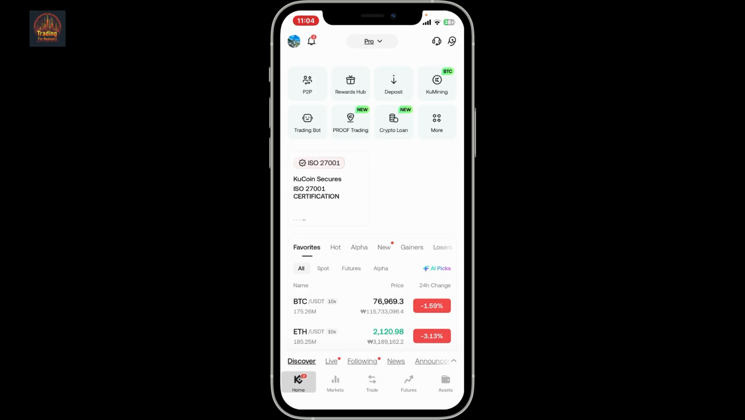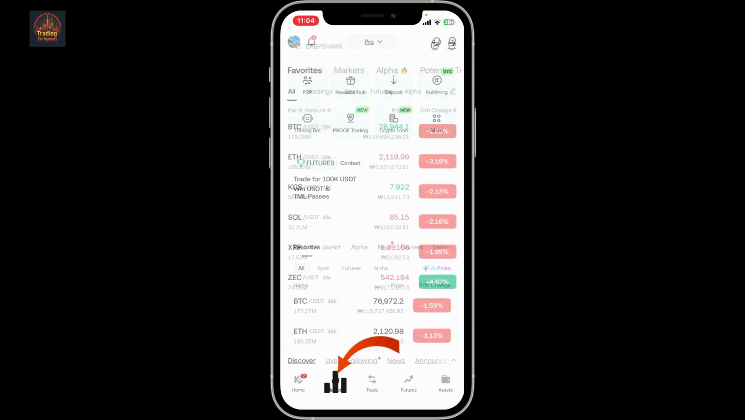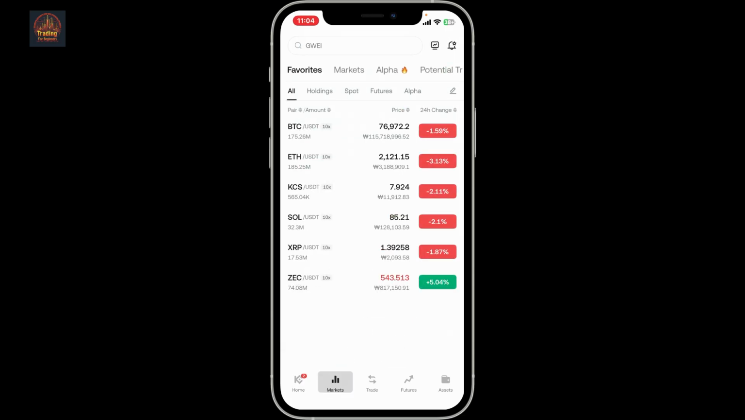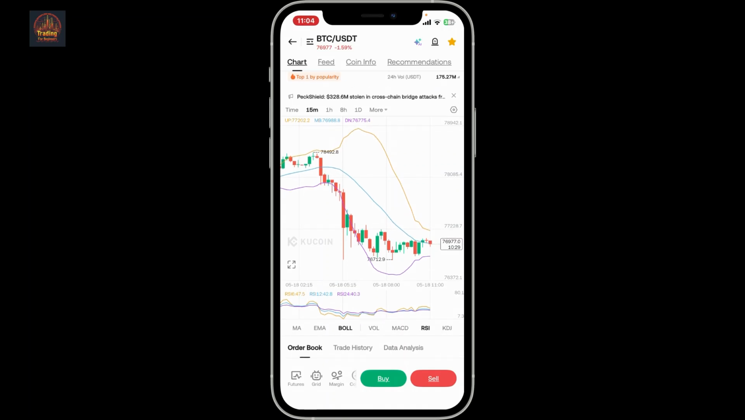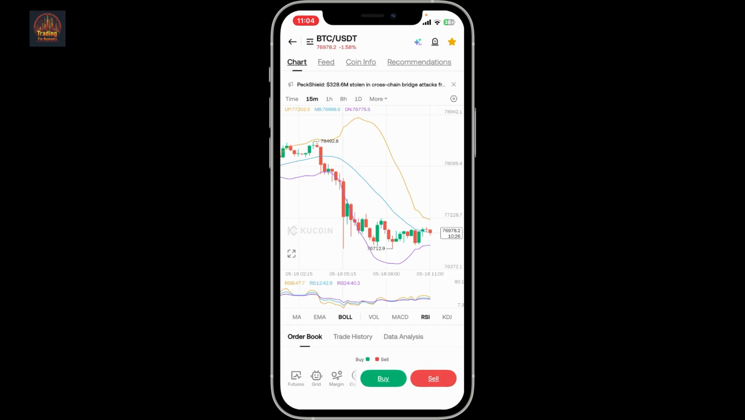Open up your KuCoin application or website and make sure that you're logged into your account. From the home page, go to the bottom of the screen and tap on the Markets tab. Inside the Markets section, choose the coin or trading pair you want to study, tap on it, and it'll open up the chart page. Now you'll see the candlestick chart, which is the most important part.